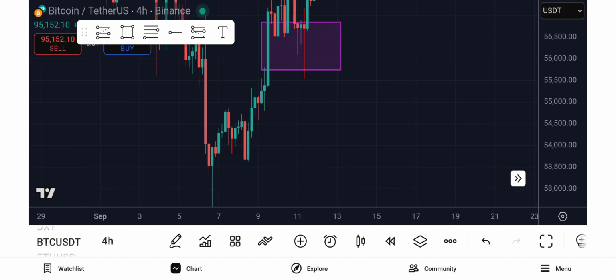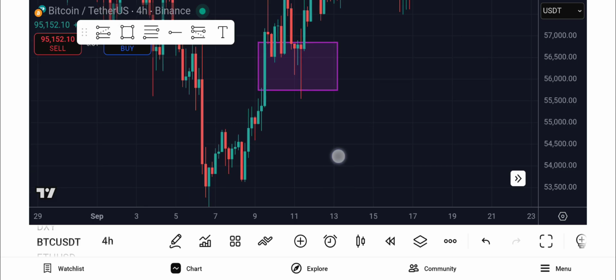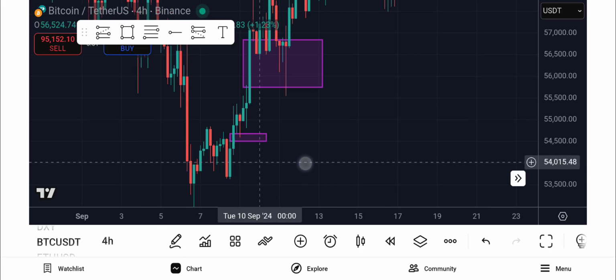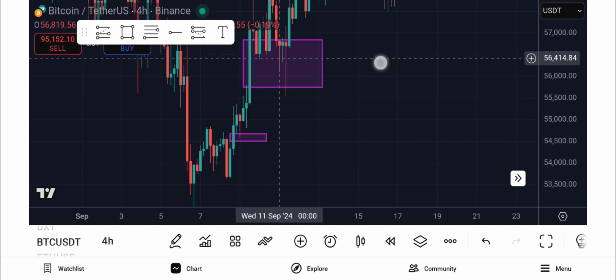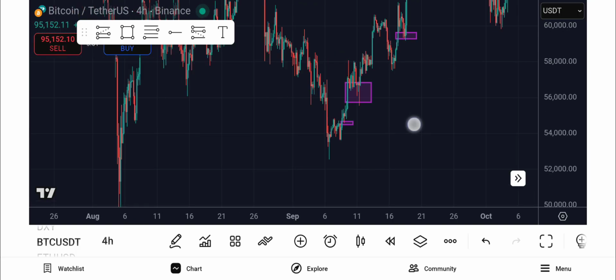Look, even this tiny fair value gap down here. As soon as price touched it, 1, 2, 3. As soon as price came back down into it, it flew up and never came back. Easy stuff.